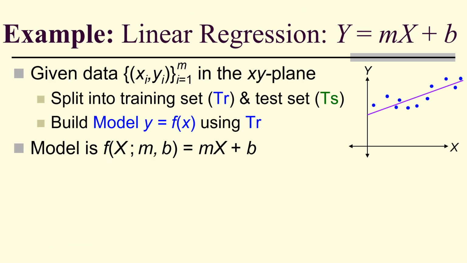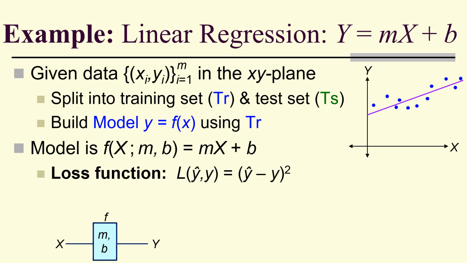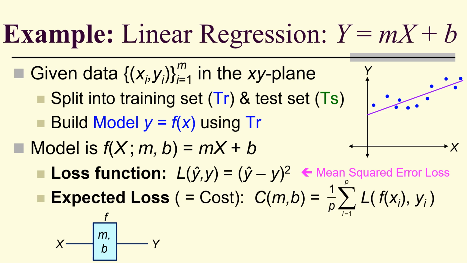So let's look again at linear regression, now as a layer where m and b are parameters. We have a loss function, which is y hat minus y, squared. This is the mean squared error loss. The expected loss, or the cost, is c of m, b, which is 1 over p, the sum from i equals 1 to p of the loss functions at the data points, which is now our total squared error function.